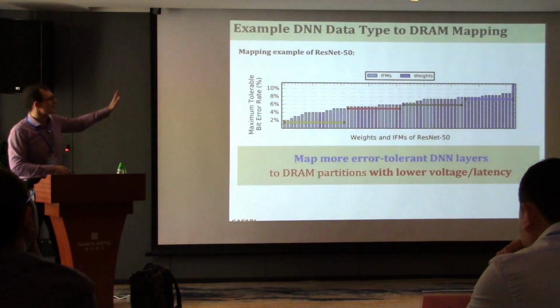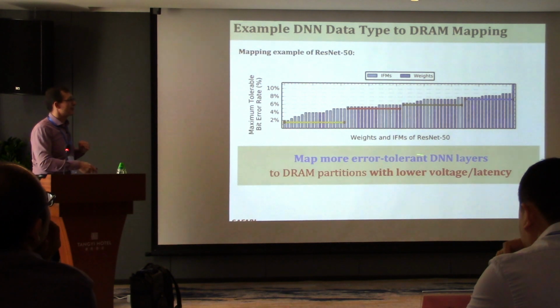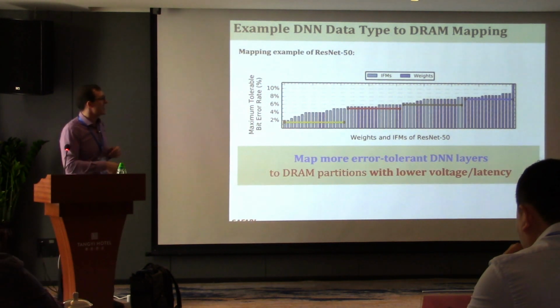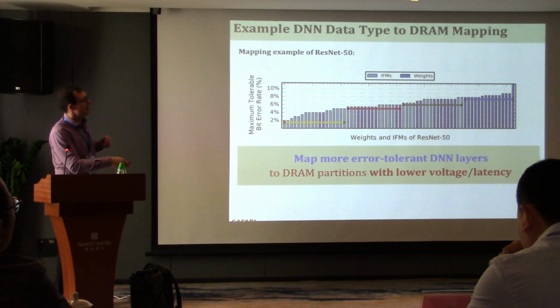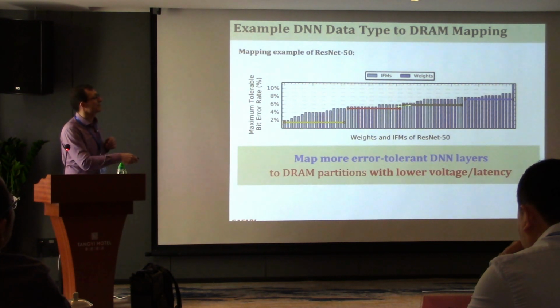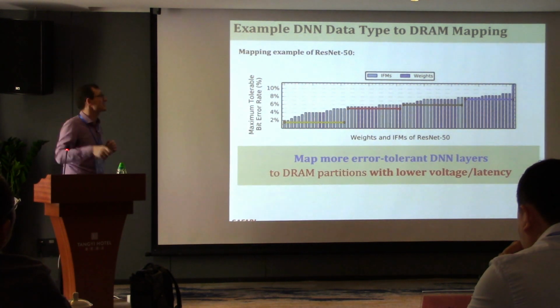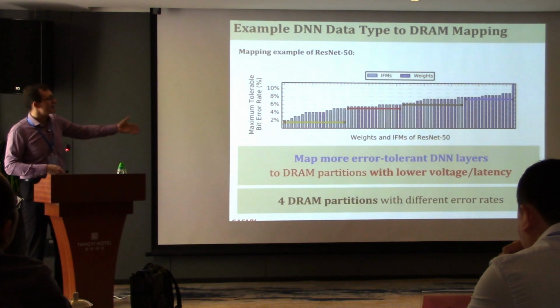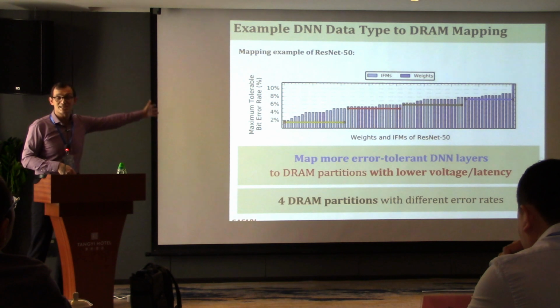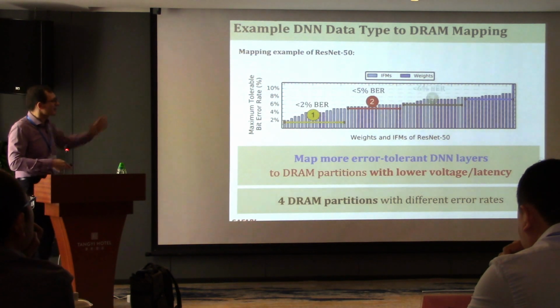Again, I'm not going to go through this in detail. The key idea is to map more error-tolerant DNN layers to DRAM partitions with lower voltage and latency, and you can partition your DRAM to have different maximum tolerable bit error rates. But you need to be able to map your data carefully to these different DRAMs that have different error rates in the end. And in this work, we showed that you could actually do this relatively easily in existing systems with 4 DRAM partitions.